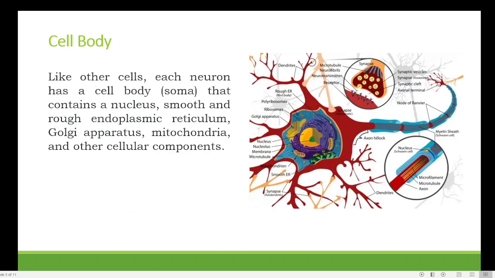Then the second region is the cell body. Here you can see that the main part of the neuronal cell is known as the cell body. There is another term for that. It is also known as the soma. If you look at the picture, you can see that it contains many important organelles. We have the endoplasmic reticulum, Golgi apparatus, mitochondria, and lysosomes. Most of the cellular organelles will be present in the cell body or soma.